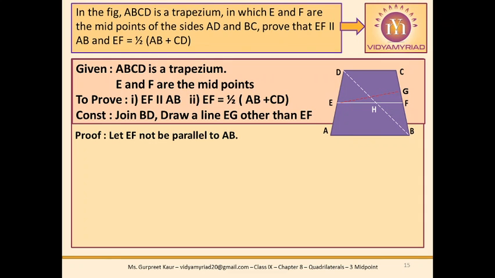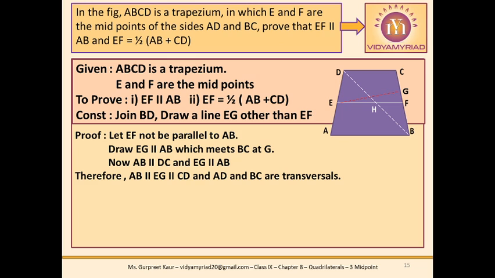Let us say that EF is not parallel to AB. Now here draw EG parallel to AB, which meets BC at G. We have done the construction like this. Now it means AB will be parallel to DC and EG will be parallel to AB. Therefore, AB will be parallel to EG, parallel to CD, and we know that AD and BC are the transversals. So we can say that DE should be equal to EA.